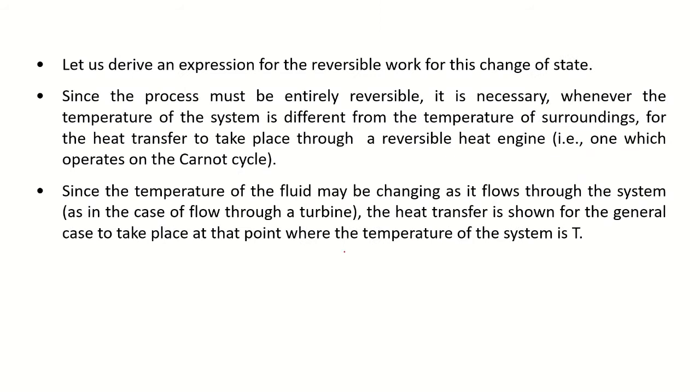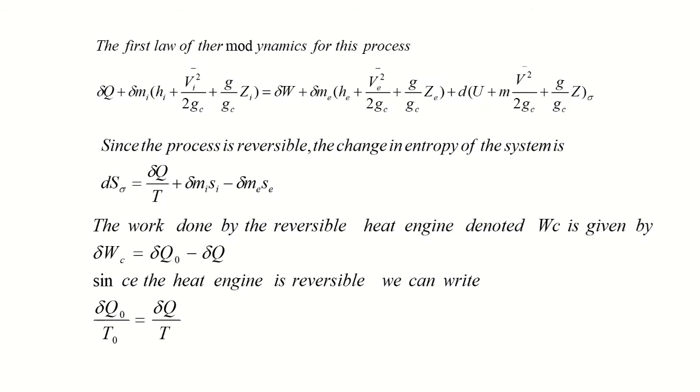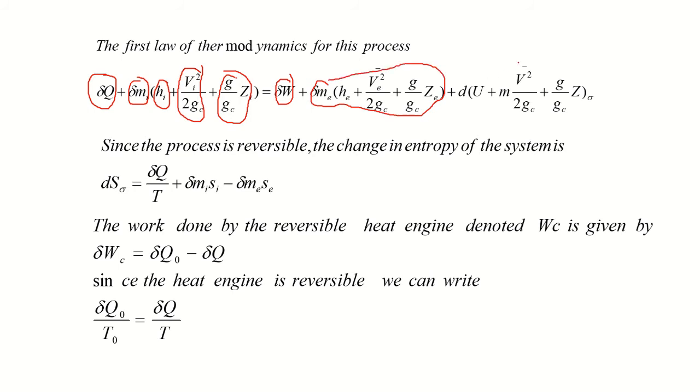Okay. Read this paragraph. Now let us look here. Referring to the diagram, delta Q, the heat is supplied reversibly. Mass entering into the system. Enthalpy of the mass that is entering into the system. Kinetic energy of the mass that is entering into the system. Potential energy of this. This is the work output of this. Energy leaving the system. As I said, this is stored. Energy stored. Okay.